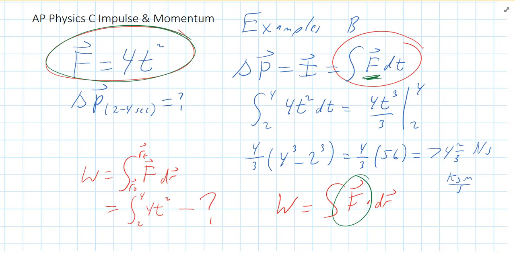So in a problem like this, if I were to ask you for work done between 2 and 4 seconds, you'd have to find some other way to figure that out, like, work is change in kinetic energy or something to that effect. They'd have to give you some other information in the problem besides what I've given you here. So be careful and don't make that mistake.